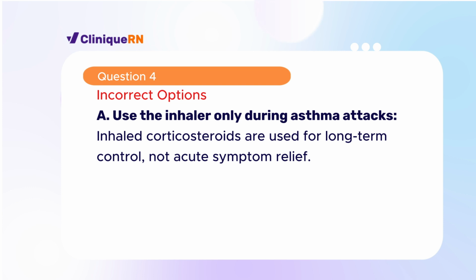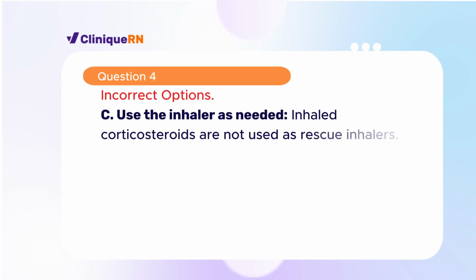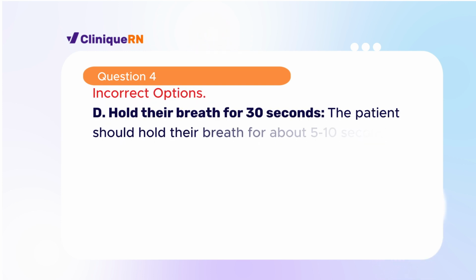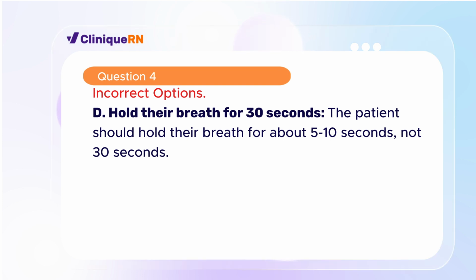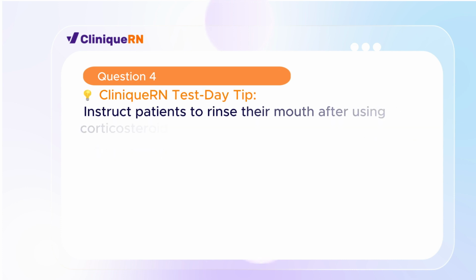Rationale for incorrect answers. A. Use the inhaler only during asthma attacks. Inhaled corticosteroids are used for long-term control, not acute symptom relief. C. Use the inhaler as needed. Inhaled corticosteroids are not used as rescue inhalers. D. Hold their breath for 30 seconds. The patient should hold their breath for about 5 to 10 seconds, not 30 seconds.